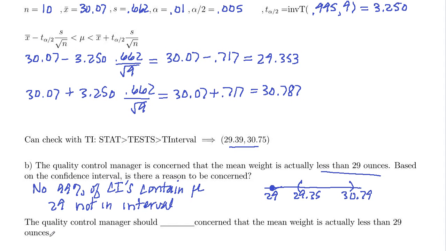So they want us to fill in the blank. Quality control manager should not be concerned that the mean weight is actually less than 29 ounces. And again, because it's outside the interval, that only happens 1% of the time.